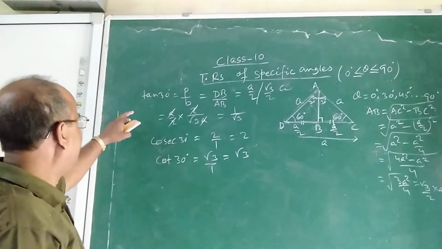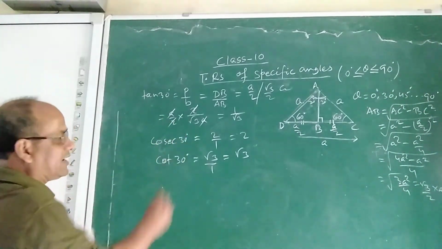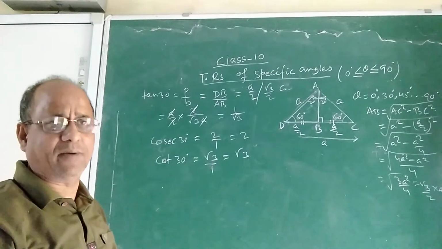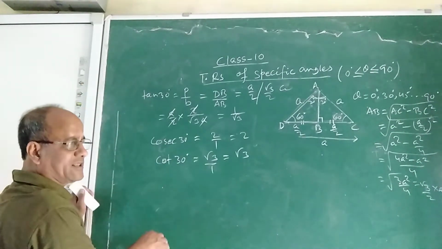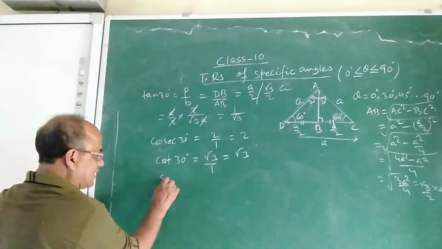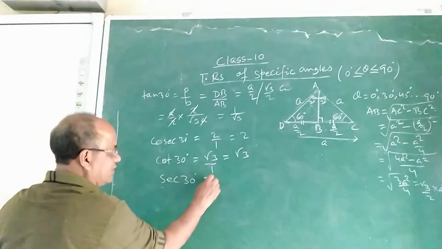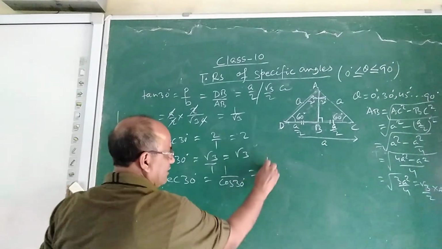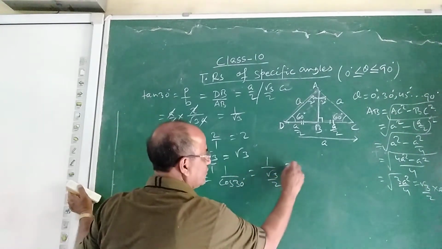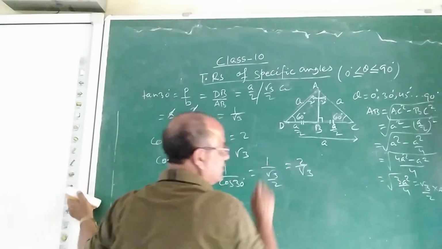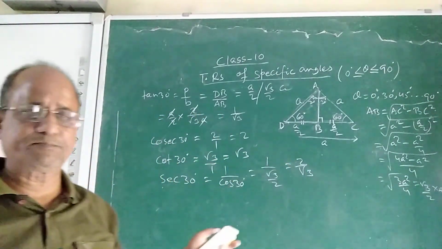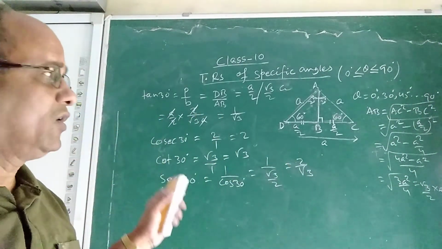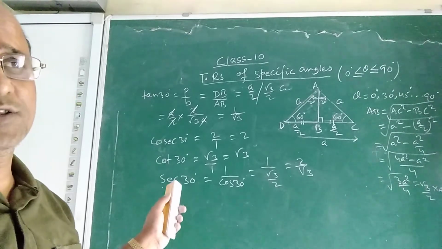Similarly, cos 30, how much did we get? Cos 30 we got root 3 by 2. Therefore, which is the reciprocal of cos? Sec 30. Sec 30 will be equal to 1 by cos 30. So it is 1 by root 3 by 2, which will be equal to 2 by root 3. So see children, in this way we could find all the trigonometric ratios of 30 degree.